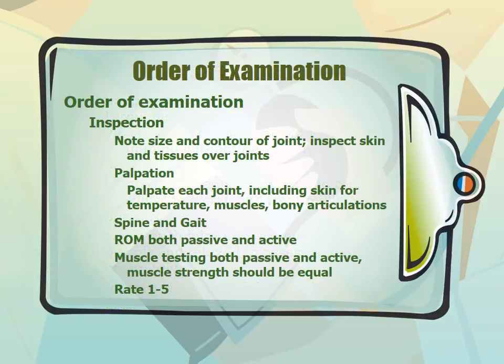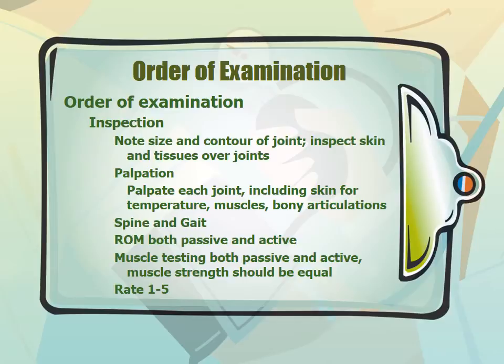So order of examination. Of course, we're going to inspect, we're going to palpate. Inspection, we're going to notice what? The size and the contour of the joints, of the muscles. We're going to inspect the skin and the tissues over the joints. What are we going to look for? We're going to look for color, we're going to look for swelling, and we're going to notice whether or not there are any kind of masses or deformity. The presence of swelling always signals joint irritation. If you see swelling, you know that there is something going on with that joint.